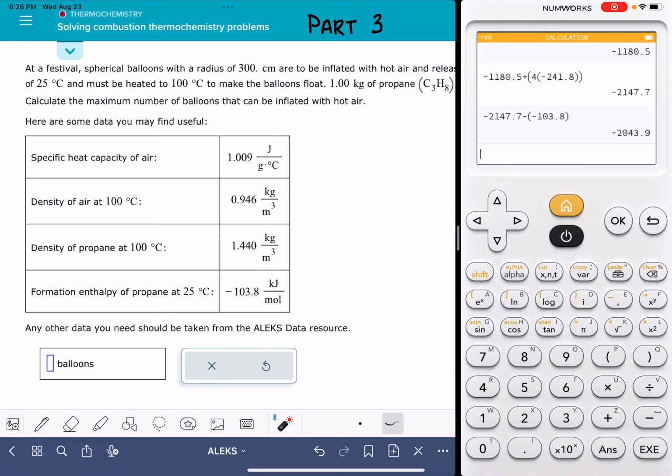In this video, I'll show you how to solve the ALEKS problem called Solving Combustion Thermochemistry Problems. There are 3 different versions of this problem, and I've made separate videos describing how to solve each one of the different versions. This particular video pertains to balloons, blowing up balloons. You've got a data table that looks like that.